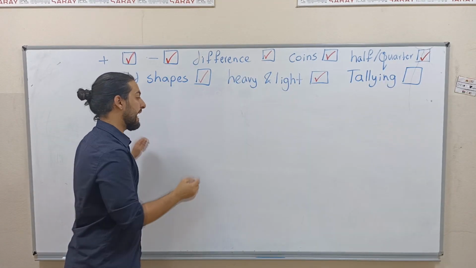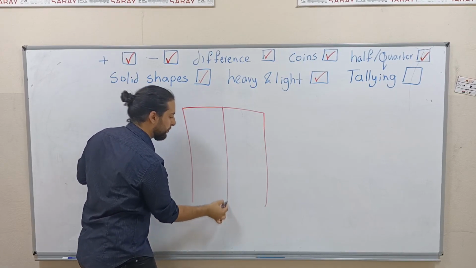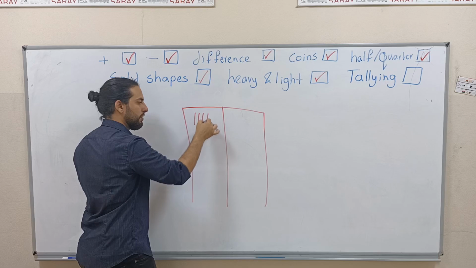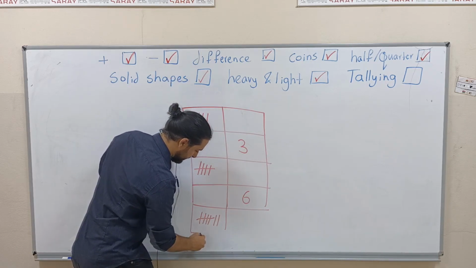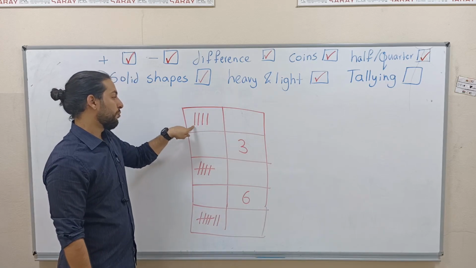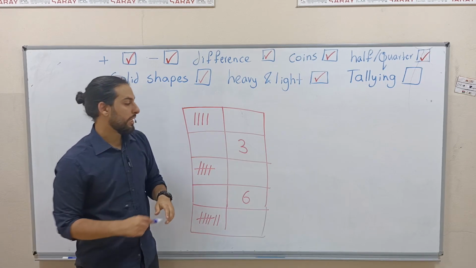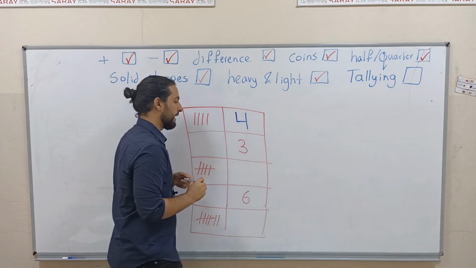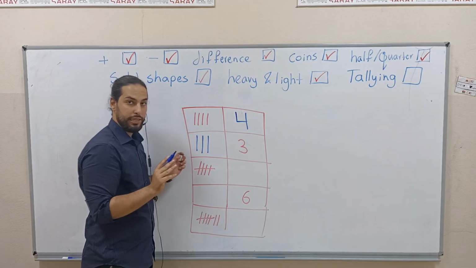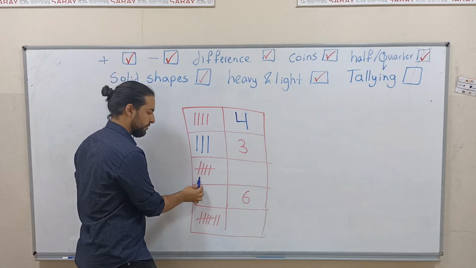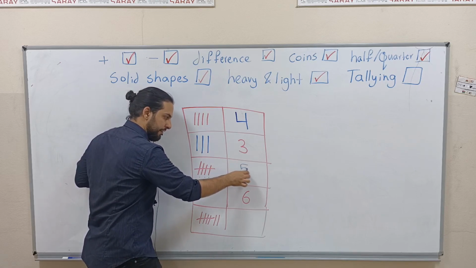Okay, the last one is tallying. So I'll have a few questions here because I'm not sure which one they will bring in the exam. Okay, so here we have 1, 2, 3, 4. So we only have to write 4. Here we have 3, so 1, 2, 3. That's it. 1, 2, 3, 4, 5. Shuts the door. This is 5.